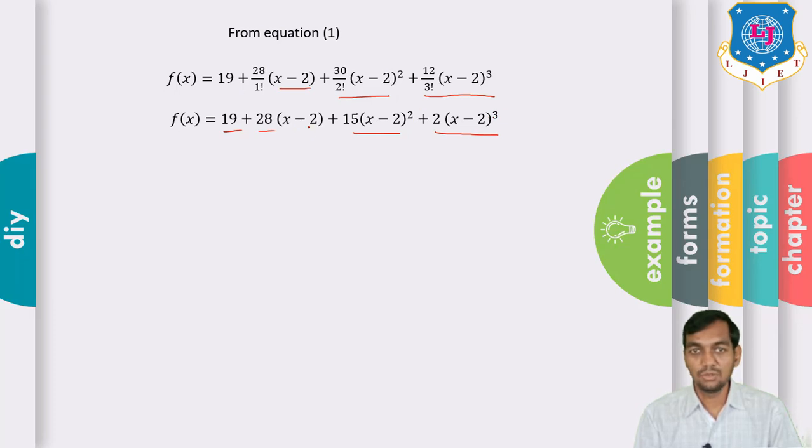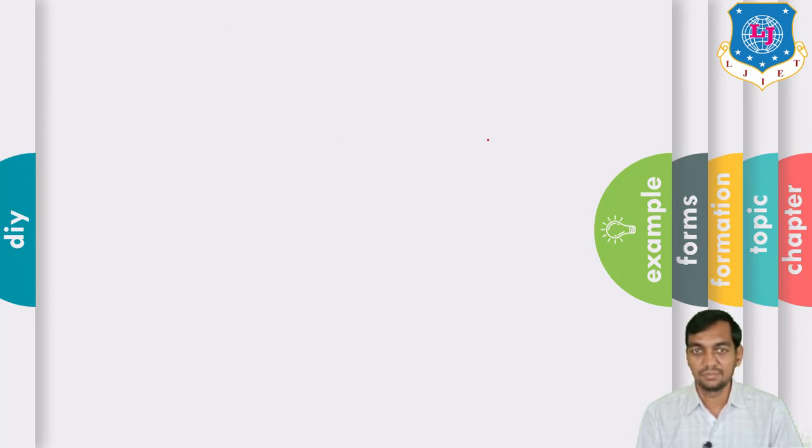See here, we are not going to open the brackets because we need this function in the form of powers of (x minus 2). So the brackets of (x minus 2) are remaining as they are. Only we are simplifying these coefficients and that will give you the answer. Okay? So this is the required answer.